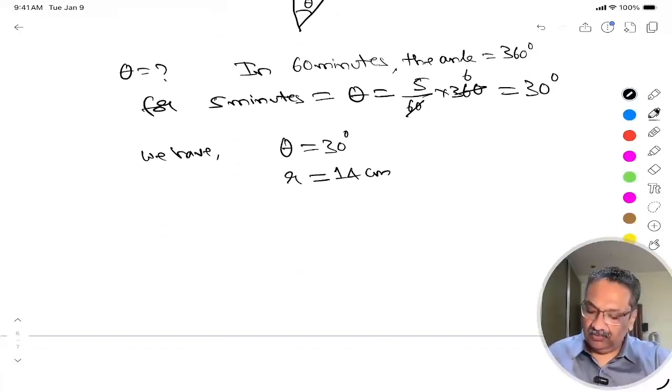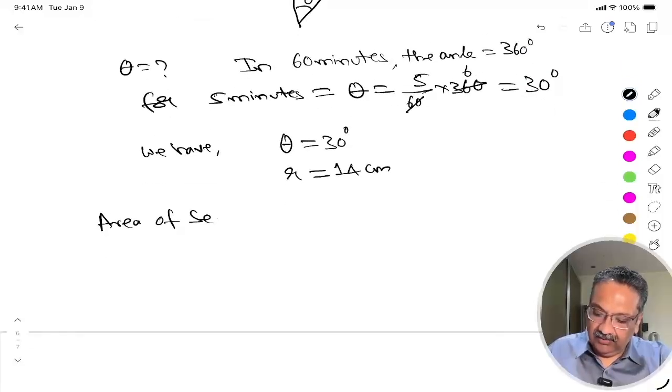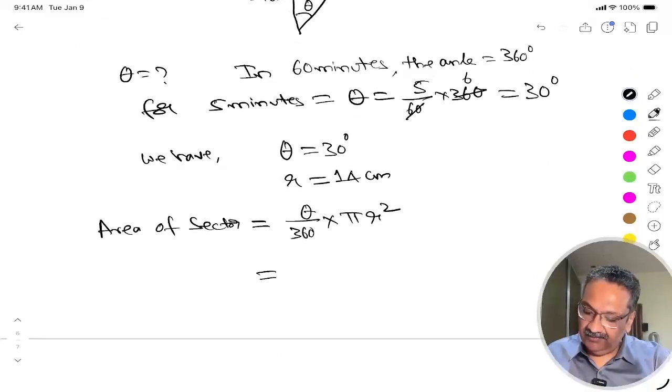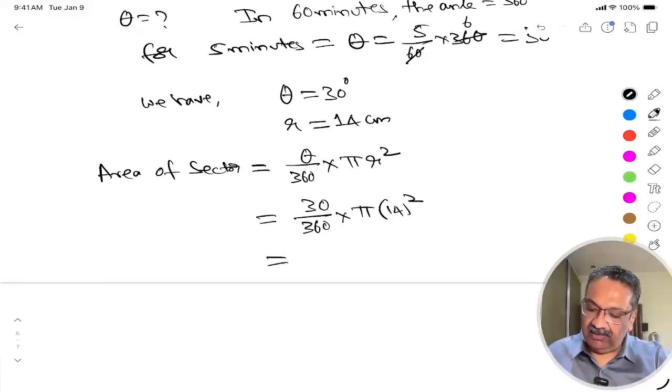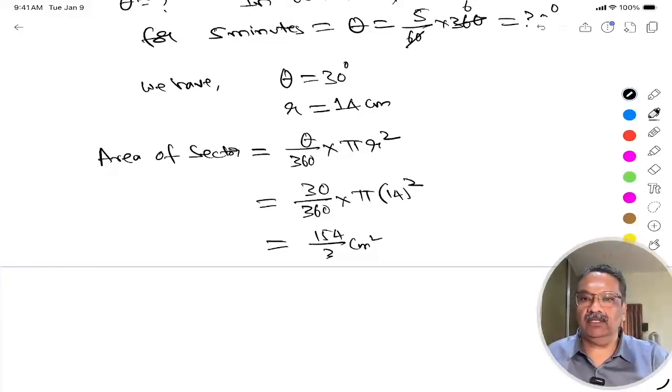Okay, so now area of sector, this is nothing but a sector. Area of sector is equal to theta by 360 into pi r square, which is nothing but, we got theta as 30, by 360 into pi into 14 square. We get the same answer as above, that is 154 by 3 centimeter square. If you expand this, we'll get the same answer. So any method you can follow, right?